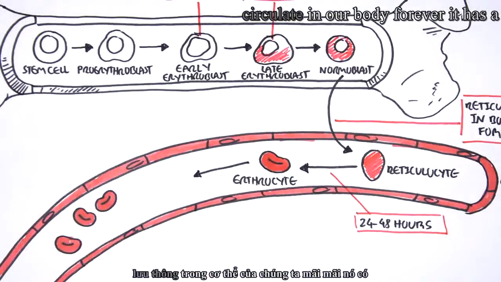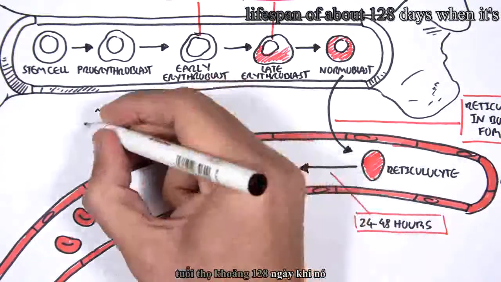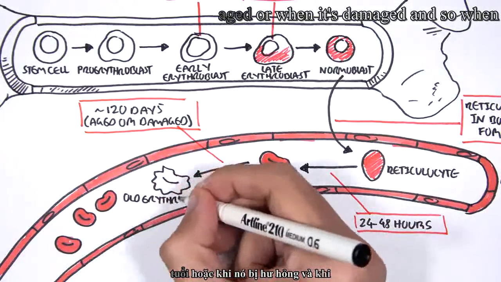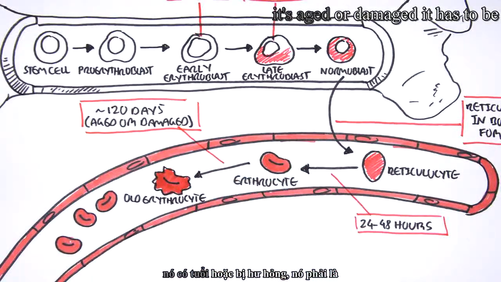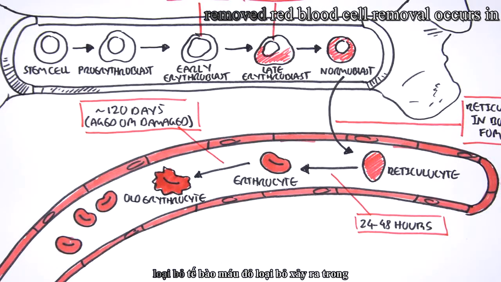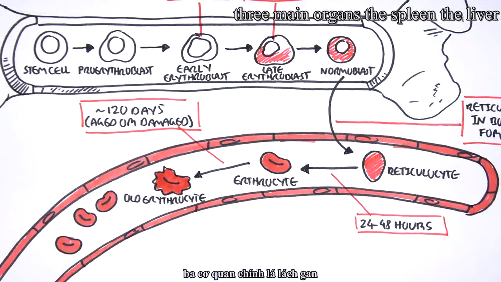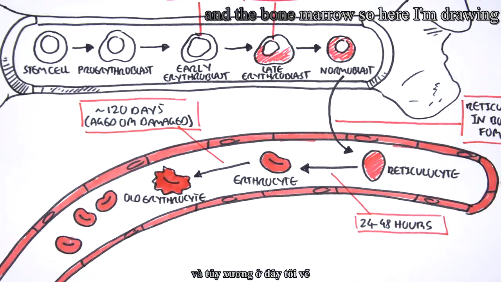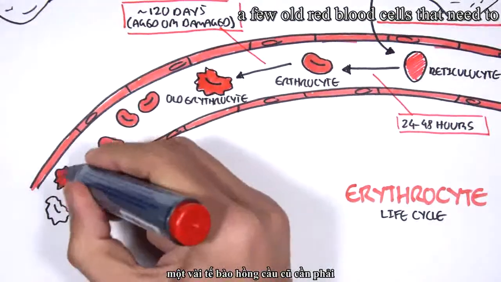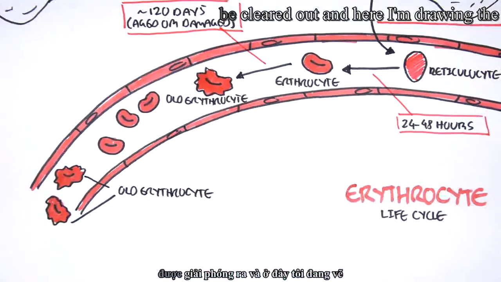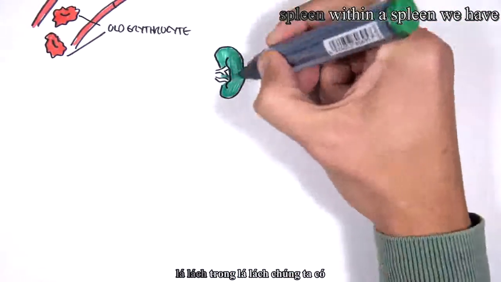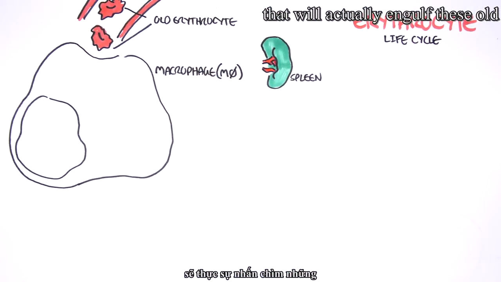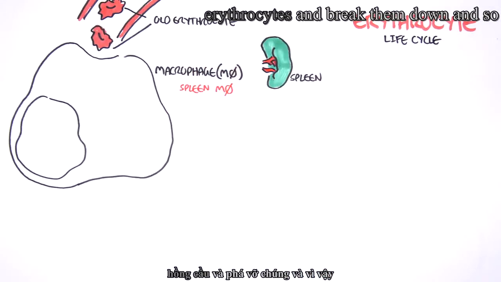But erythrocytes don't circulate in our body forever. It has a lifespan of about 128 days, or when it's aged or when it's damaged. And so when it's aged or damaged, it has to be removed. Red blood cell removal occurs in 3 main organs: the spleen, the liver, and the bone marrow. So here I'm drawing a few old red blood cells that need to be cleared out. And here I'm drawing the spleen. Within the spleen, we have macrophages. And it is these macrophages that will actually engulf these old erythrocytes and break them down.